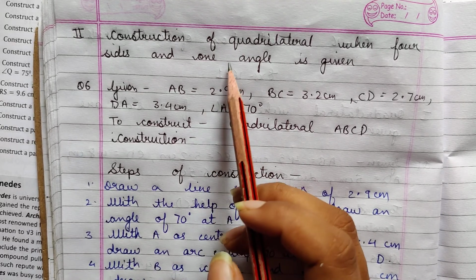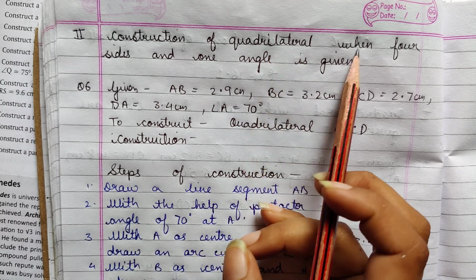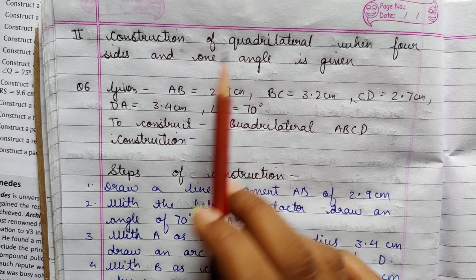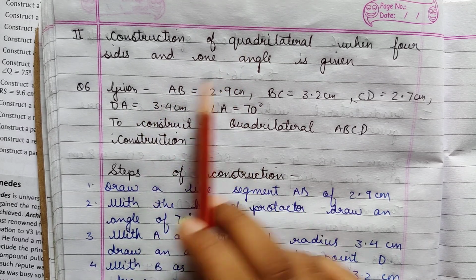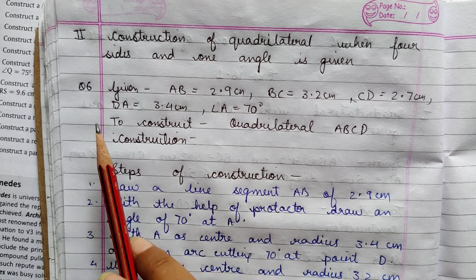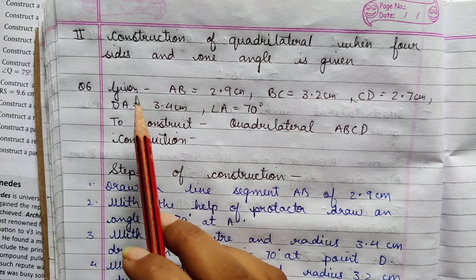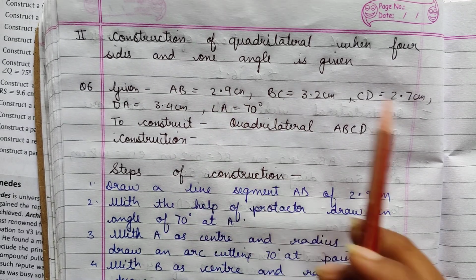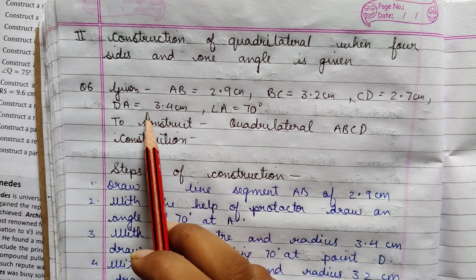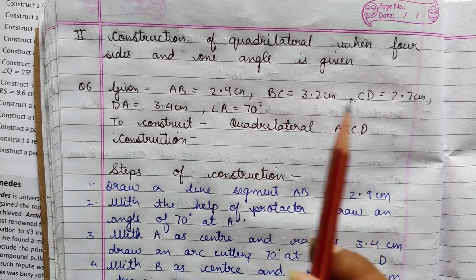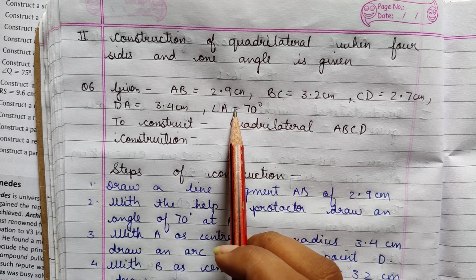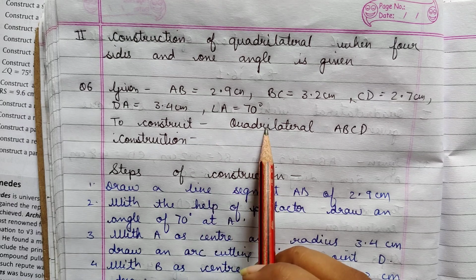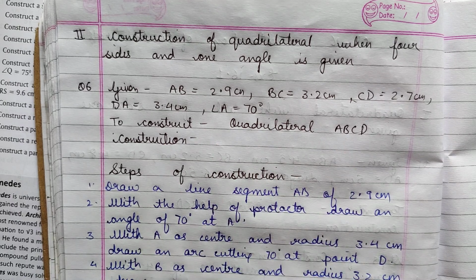Our next type is when you have to construct a quadrilateral when 4 sides and 1 angle is given. So a question in your exercise which is similar to this case is question number 6. So we'll do question number 6 first. Okay, so what is given? AB is given 2.9 centimeter, BC is given 3.2 centimeter, CD is given 2.7 centimeter, and DA is given 3.4 centimeter. So all the 4 sides are given, and along with these 4 sides, one angle, which is angle A, is given 70 degree. We have to construct a quadrilateral ABCD and then steps of construction.